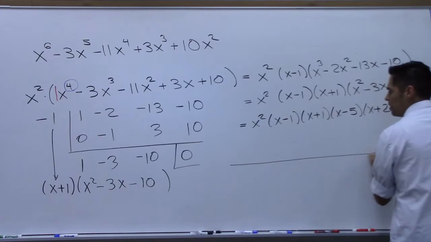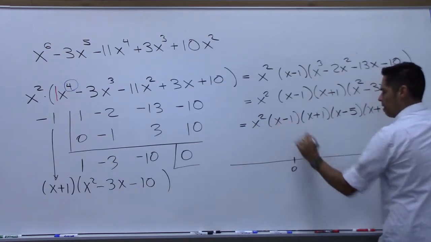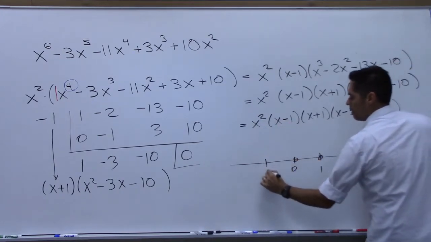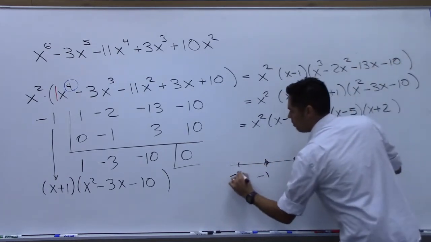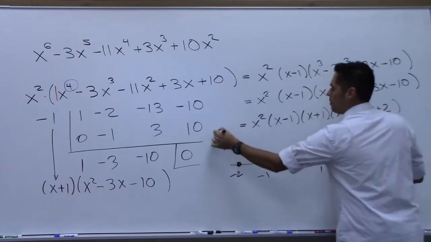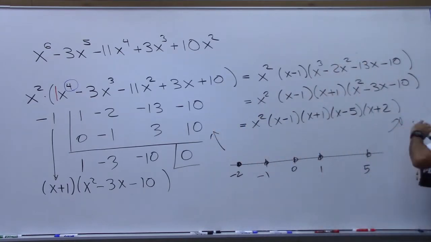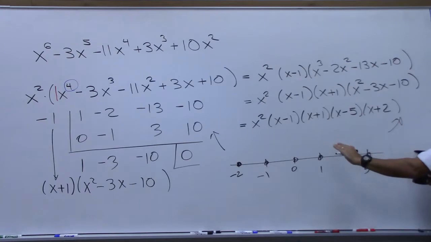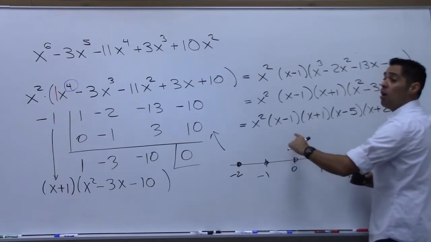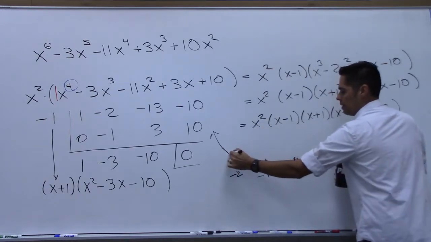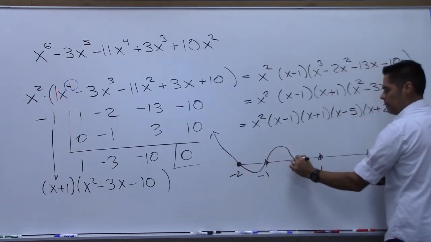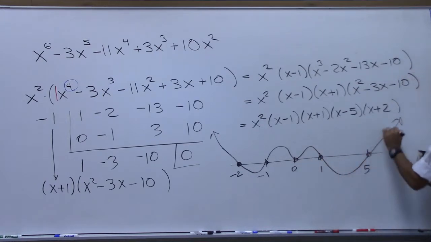So you have x-intercepts at 0, 1, -1, 5, and -2. It goes up here, it goes up here, crosses everywhere, all cross except at 0 it touches. So it's going to go like this. Sorry, I got them mixed up. That's it. That's your graph. You see? Two exact opposites.